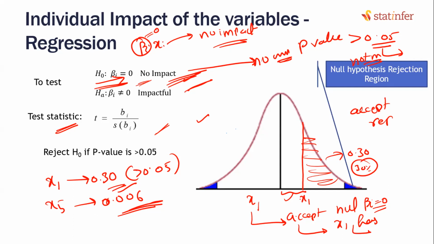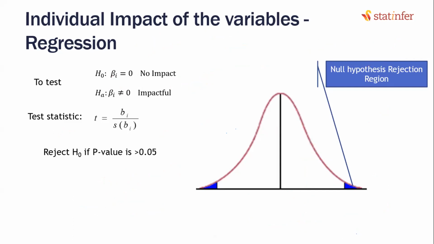So here, if you reject the null hypothesis, that means you are rejecting that there is no impact. That statement you are rejecting. Then what are you accepting? It is impactful. If the p-value is less than 0.05, the variable is impactful, we keep it. Do you remember it from the regression examples?